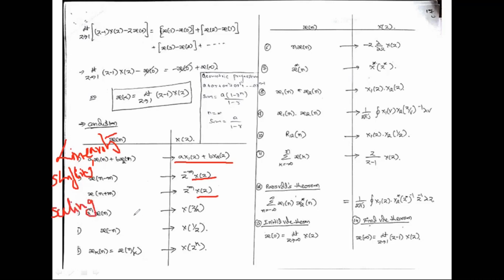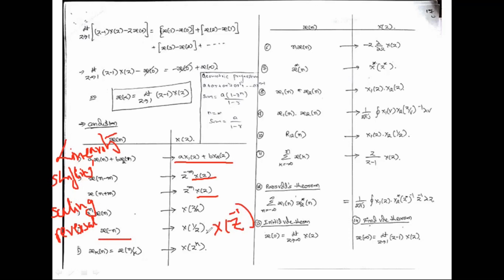Scaling in the z domain. A power n x of n is x of z by a, or we can also write it as 1 by a into x of z. The 1 by a is a scaling in the z domain. And this one is the time reversal property. Time reversal property: x of minus n is x of z inverse, or x of 1 by z.